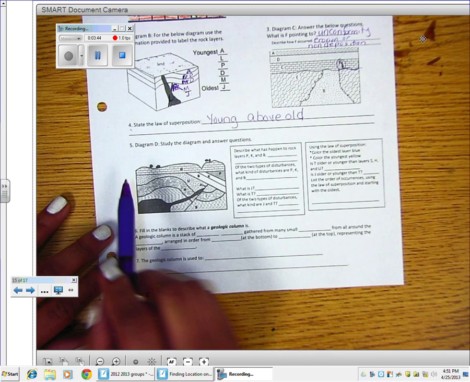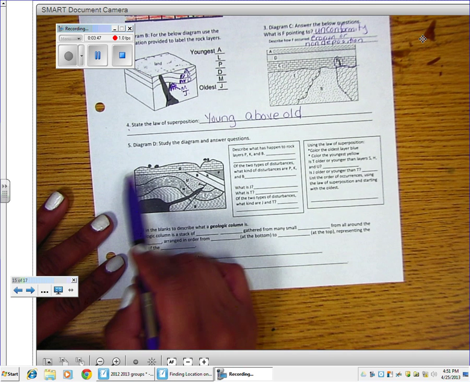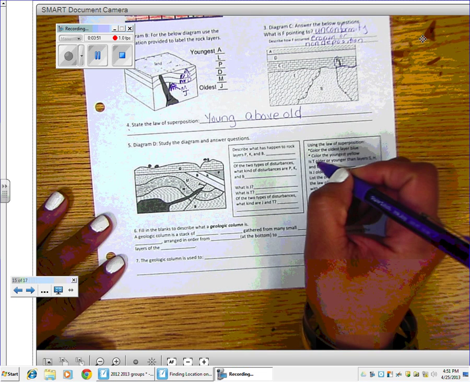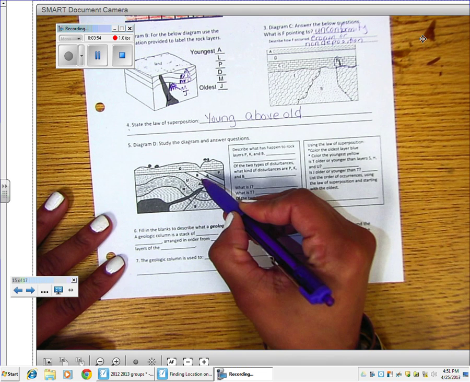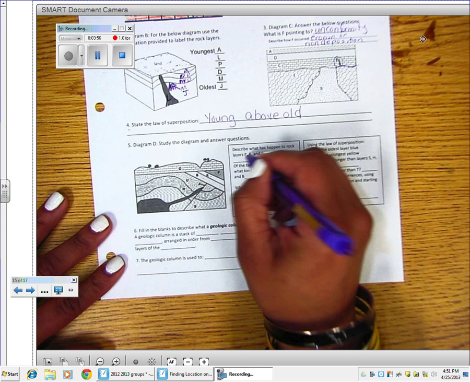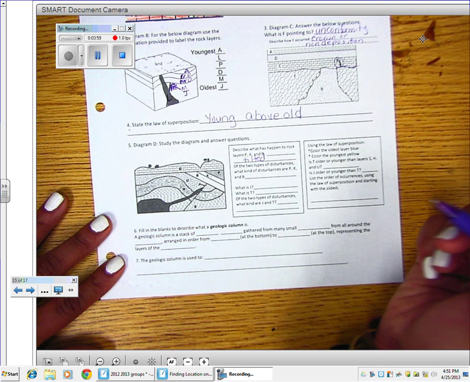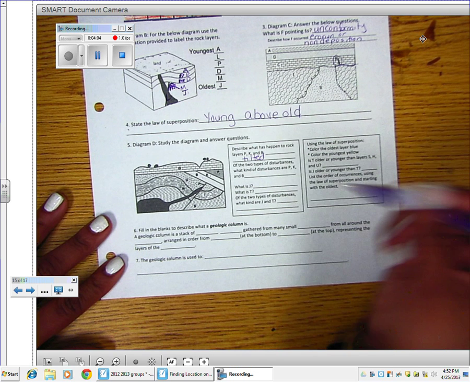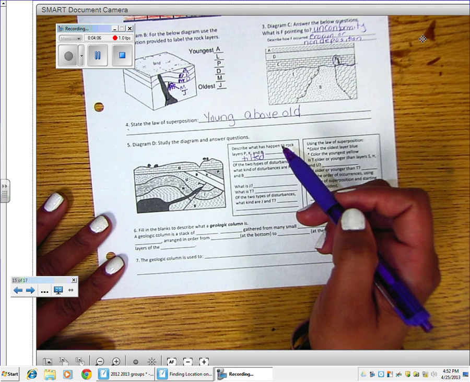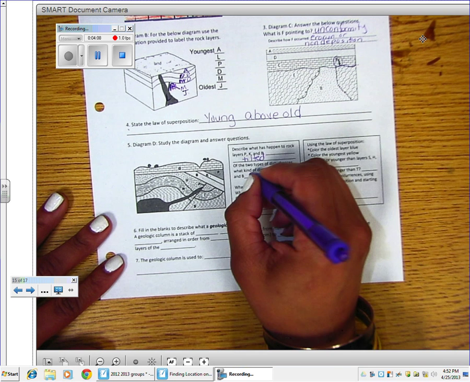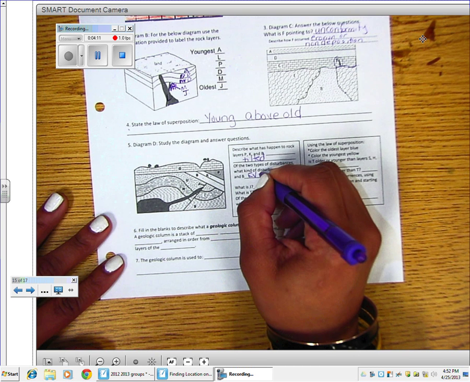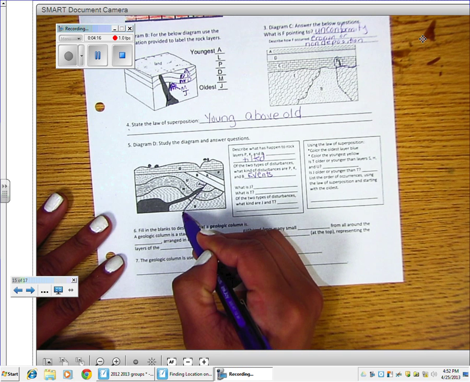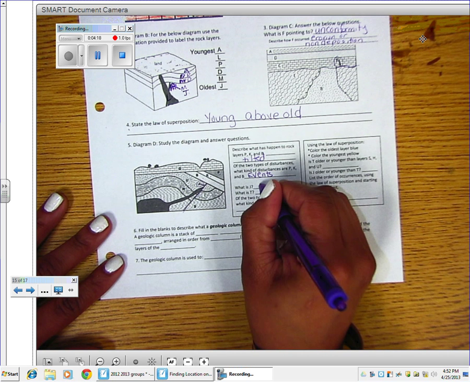All right, diagram D, we're going to use this diagram here, and it says describe what has happened to the rock layers P, K, and B. They're tilted. Of the 2 disturbances, what kind of disturbances are P, K, and B? These would be events. What is J, which is pointing to this here? And J is a fault.